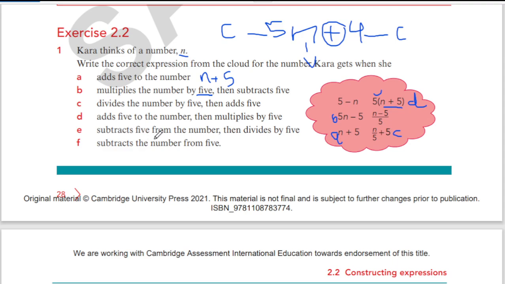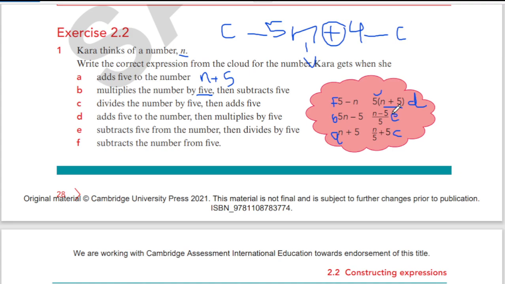E, subtract 5 from n. You have to subtract 5 from n, so subtract 5 from the number, then divide it by 5. n minus 5, divided by 5. This is E. Subtract the number from 5. Simply subtract the number n from 5. So this is F. Okay.